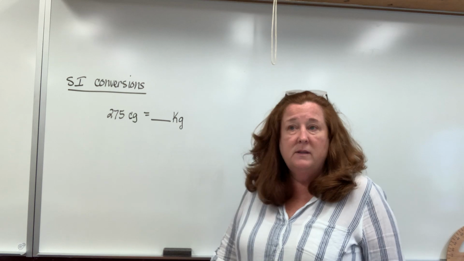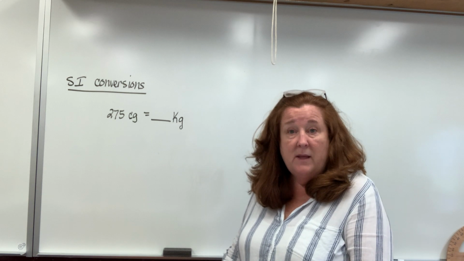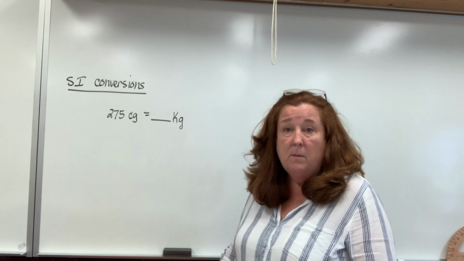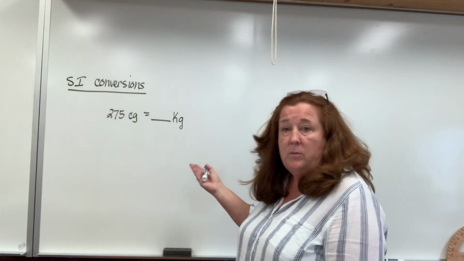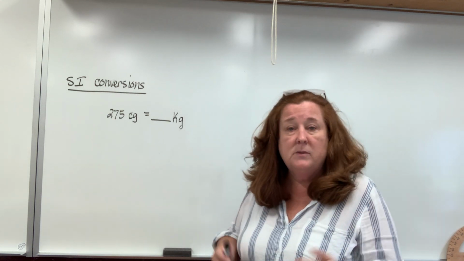It's important, especially in chemistry, because you're going to use the same factor label method or conversion factor method later on with things that aren't metric conversions. So I put one on the board. 275 centigrams is equal to however many kilograms.